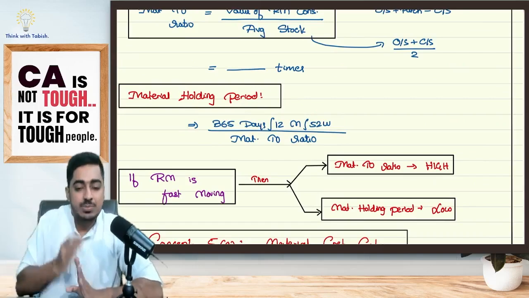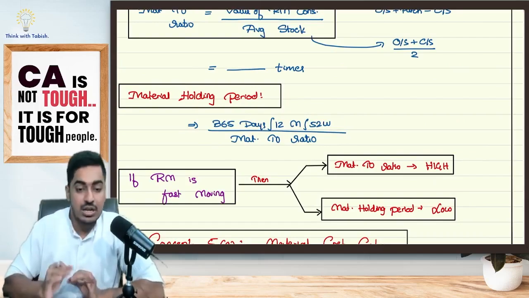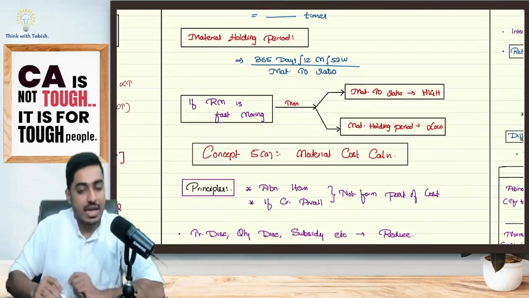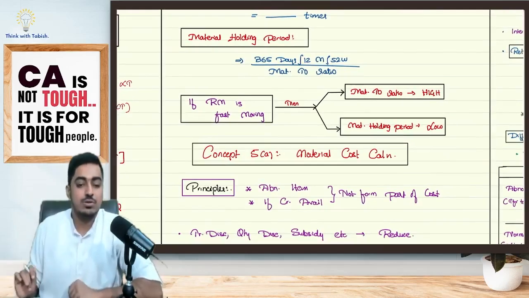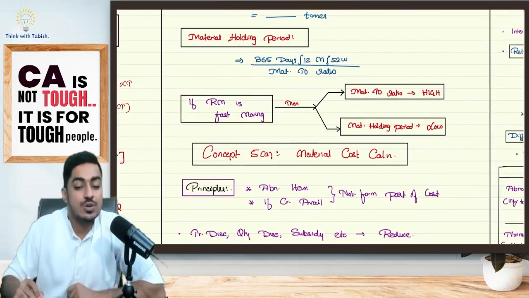Detailed explanation is already done in the concept video. If you have any doubts, you can refer to that. Here I am just revising and solving questions. Okay sir, we have calculated turnover ratio also, holding period also. Now why have we done this? To understand if my raw material is fast moving or slow moving.